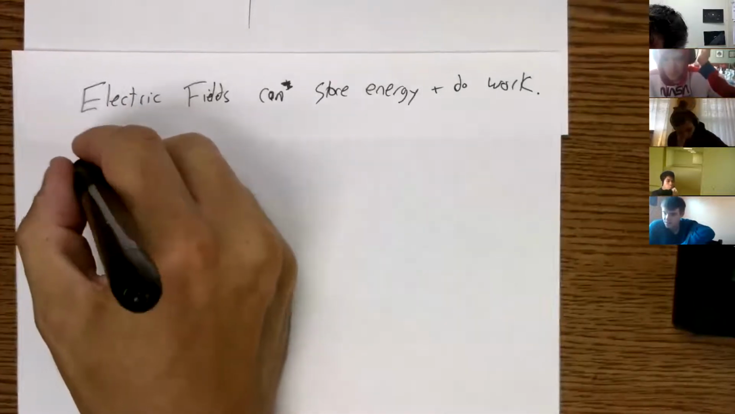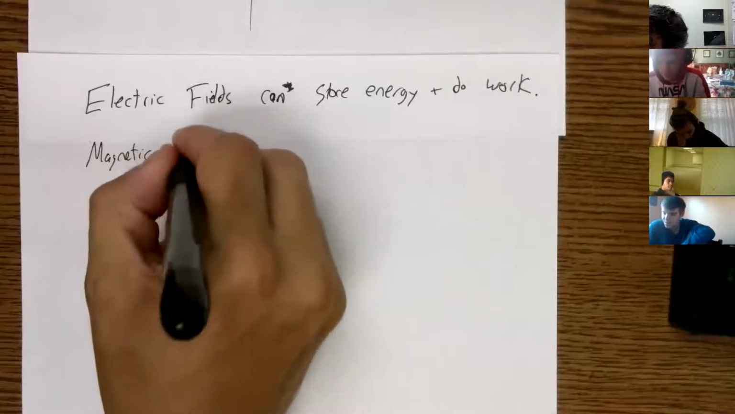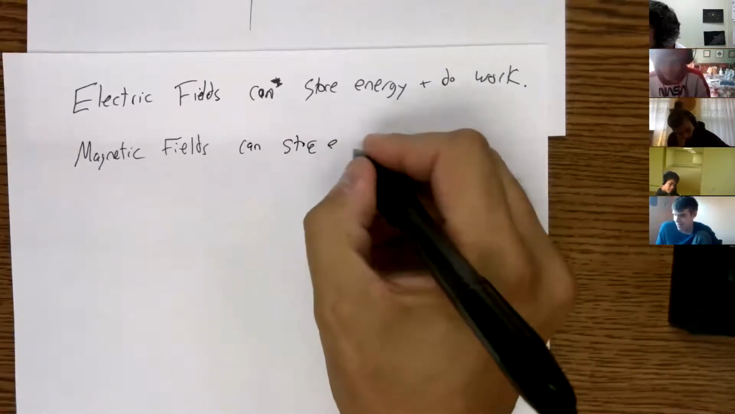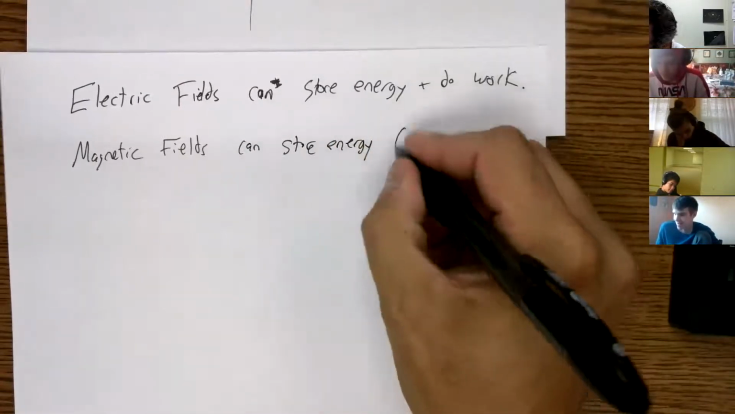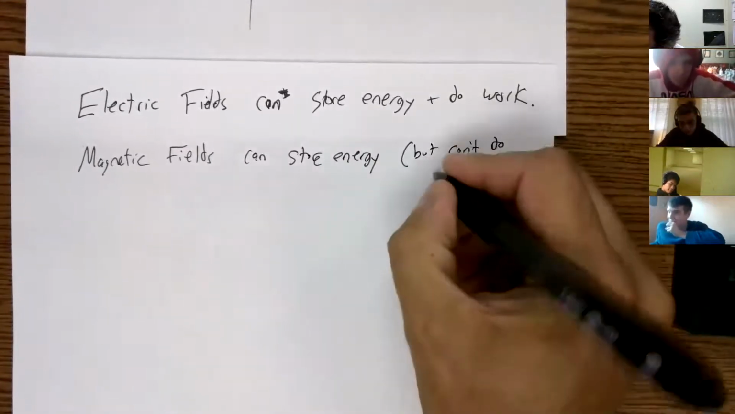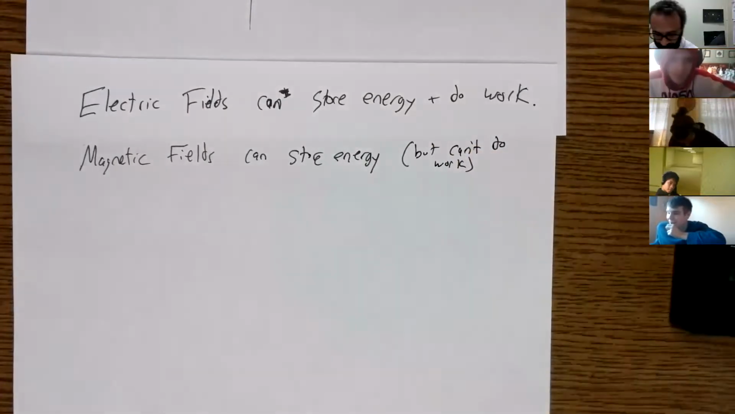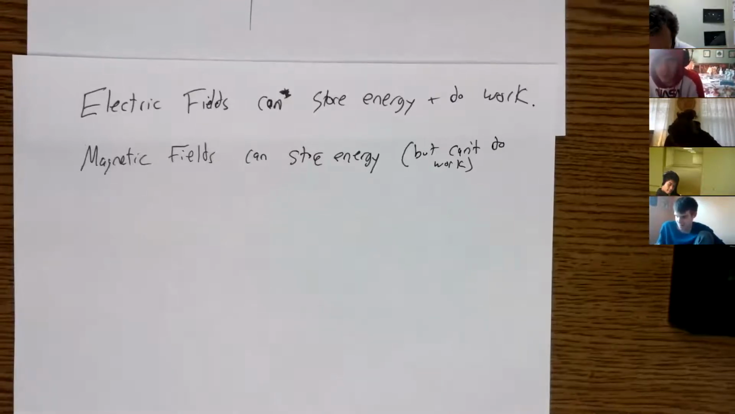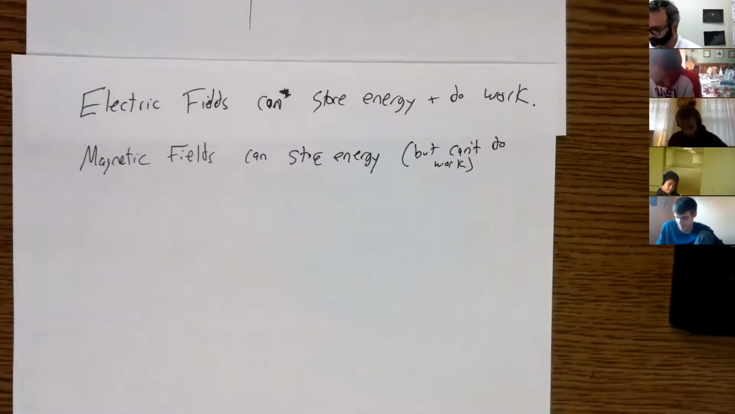Magnetic fields, pretty much the same. They can store energy. But magnetic fields can't do work. Well, it's really because the direction of the force from the magnetic field is perpendicular to the direction that it's already moving. So you can use a magnetic field to change an object's direction, to change what way it's moving, but you can't use a magnetic field to speed something up or slow it down. And we will see more about that later. That's not a super important part of it yet.